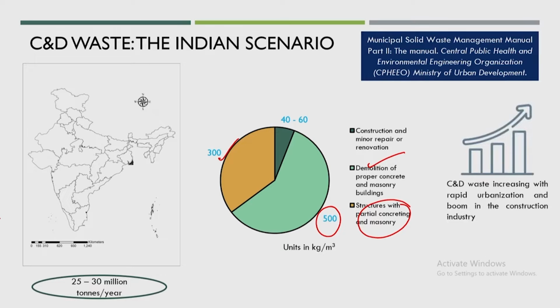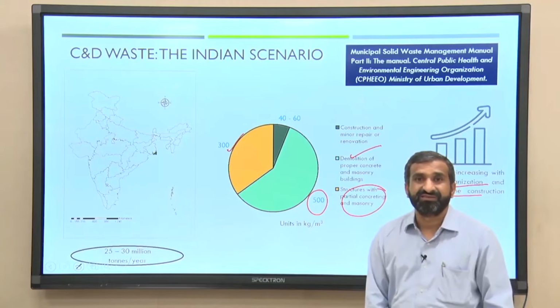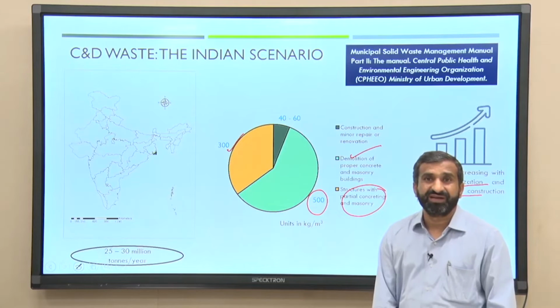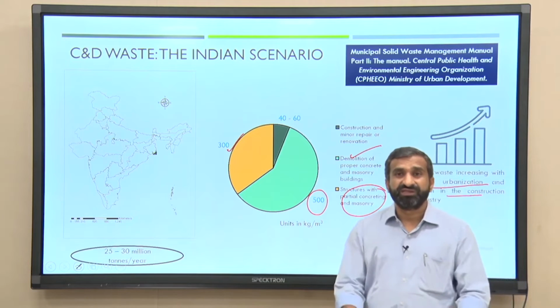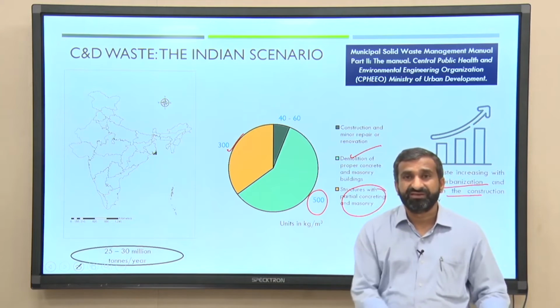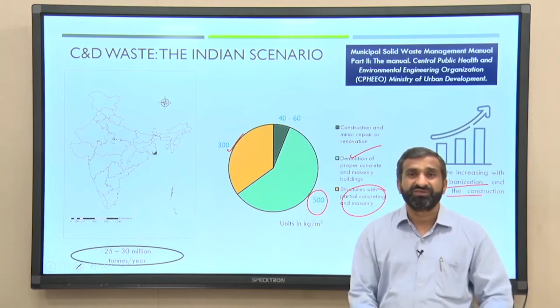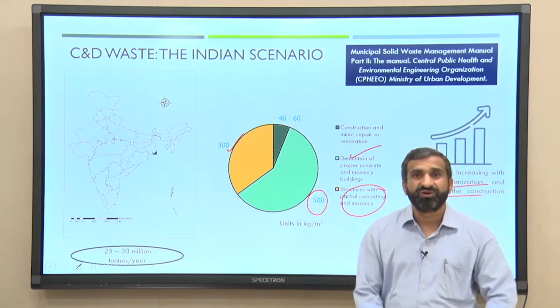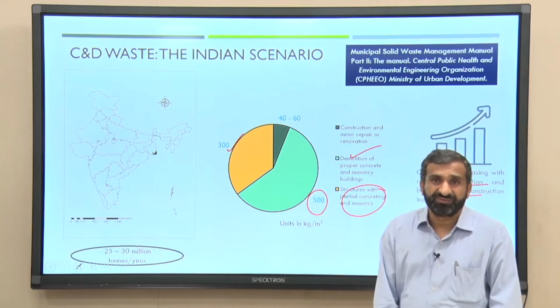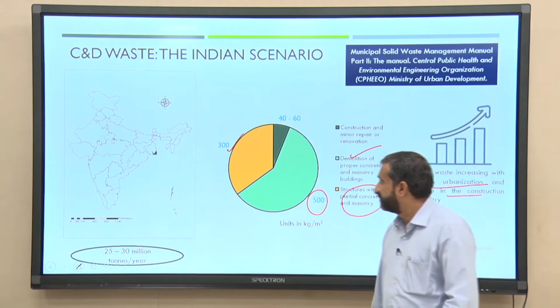And the problem is that C&D waste increases with rapid urbanization and the boom in the construction industry. This urbanization started in India just in the last 15 to 20 years, and it is believed that by 2030 more than 60% of the population will be in urban areas. So obviously a lot of construction will be required. More construction means more construction and demolition waste will get generated.